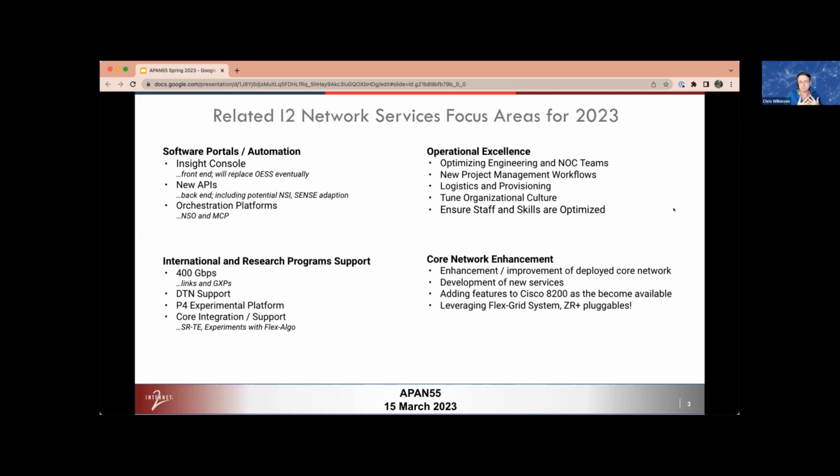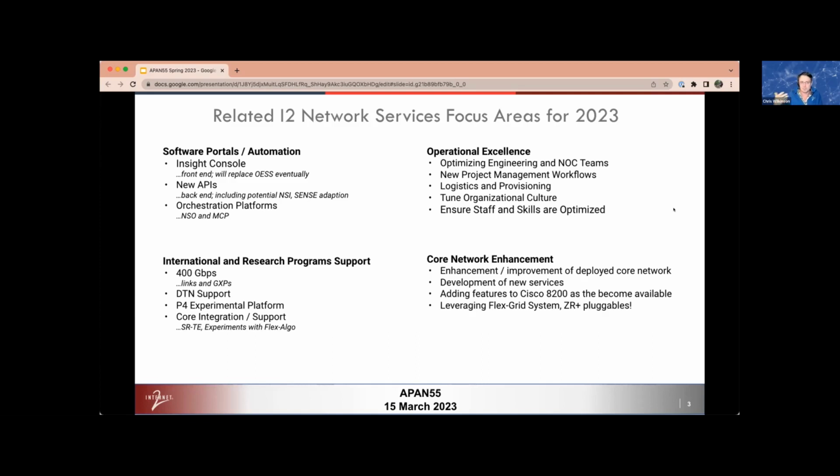Of course, our international and research program support is key. We're pushing through with 400 gigabits per second, both on our core platform and our international platform. We're building DTN support into the core through the OSG, Open Science Grid, consortiums. Those are both campus-based in the United States and on the core, filling in the gaps. And then we're working to support all of that through our core integration. So they're not just add-ons, they're actually integral to the core itself. And I'll talk a little bit more about some concepts that we're working on there.